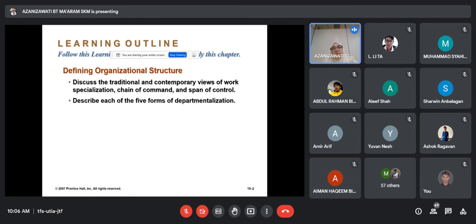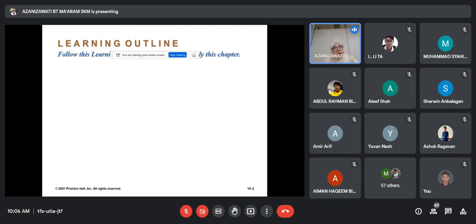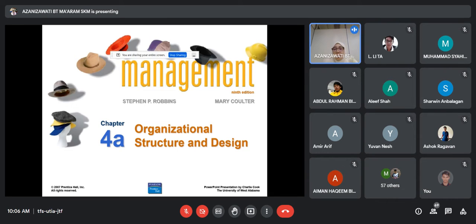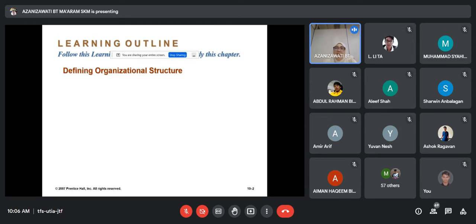So next is chapter 4. Chapter 4 is about organizational structure and design. After you learn about management, the manager's role, managers today, all the theories, and then human resource, you also have to know about the organizational structure, because you not only manage the people, but you also will manage the organization.